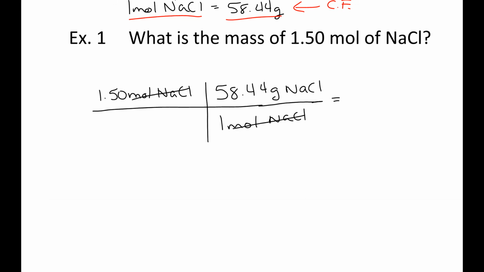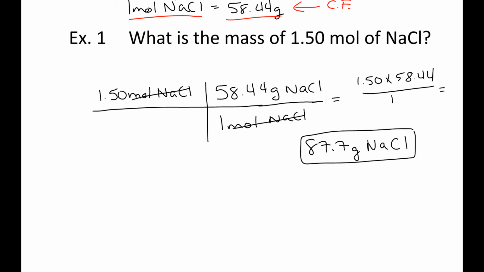So we cross that out, and when you do the multiplication, of course, 1.50 times 58.44 divided by 1 is 87.7 grams of NaCl. So if I have 1.5 moles of NaCl, I have 87.7 grams of NaCl.